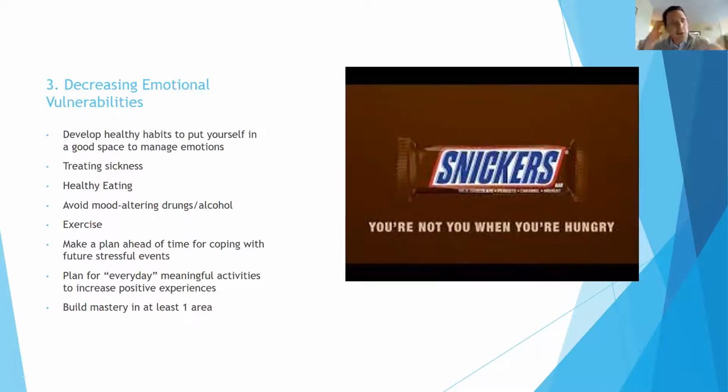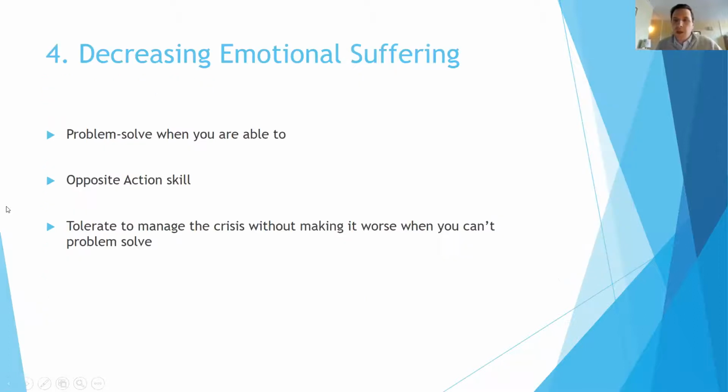So building mastery is like, if I feel accomplished when I play the piano, I feel good about myself when I do this part of my life, even though I feel out of control and depressed and anxious in many other parts. Having at least one area can make you less vulnerable to getting swept into all the negative emotional responses. Okay. And again, I'm keeping moving.